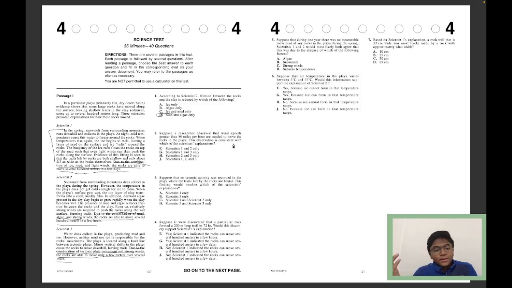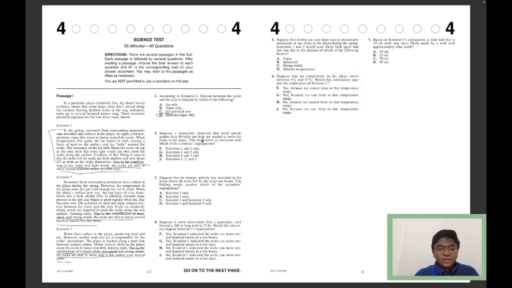So 80 miles per hour, I think we can consider that to be strong winds. I mean, I know I would. So between these 3 scientists, we're looking for strong winds, strong winds. Okay, so that means the answer has to be scientists 2 and 3, because those are the 2 scientists that are specifically mentioning strong winds.